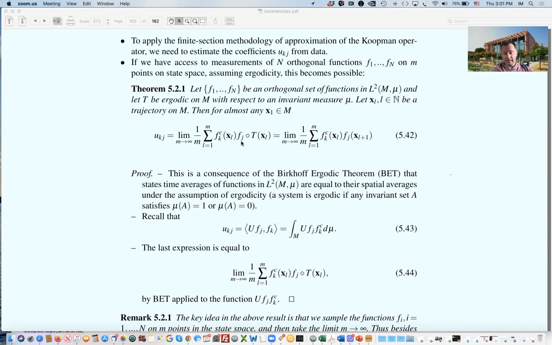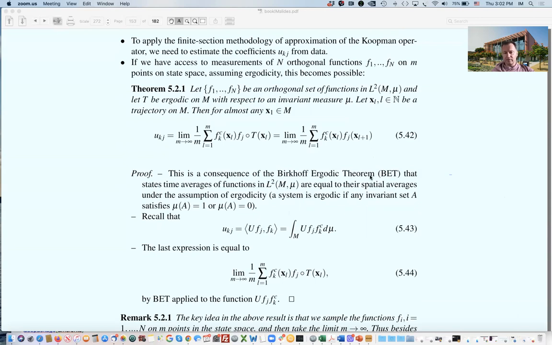So this is clearly the Koopman operator acting on F_j multiplied with the complex conjugate of F_k. If your basis functions are real, then there is no need for complex conjugates here. But in general, as I've shown in the previous examples, our basis of functions can be chosen to be complex functions.